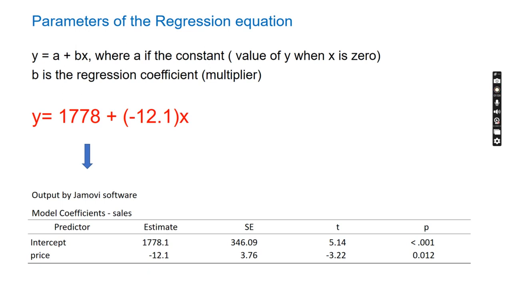A stands for a constant. So even if the price were to be zero, still there would be some sales, which would be your constant. And b, or beta coefficient or regression coefficient, can be understood as a multiplier which, when multiplied with the independent variable, will predict the value of y.